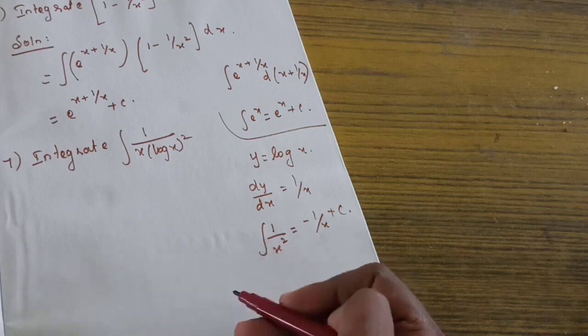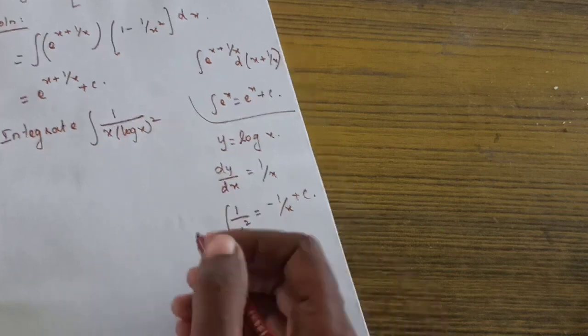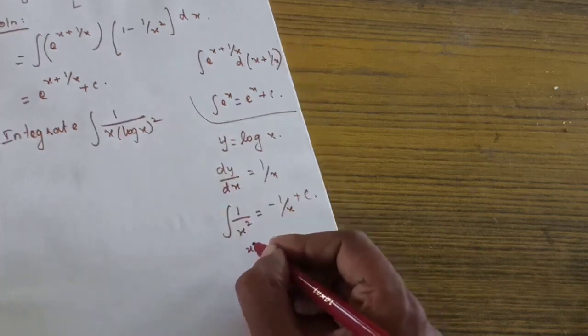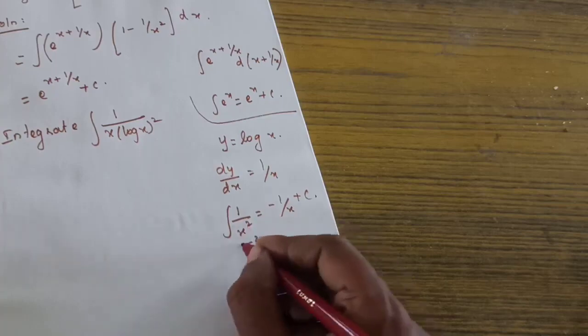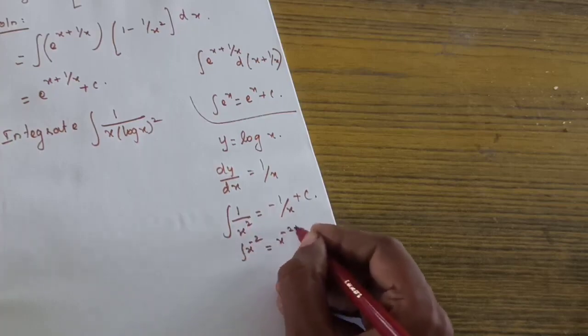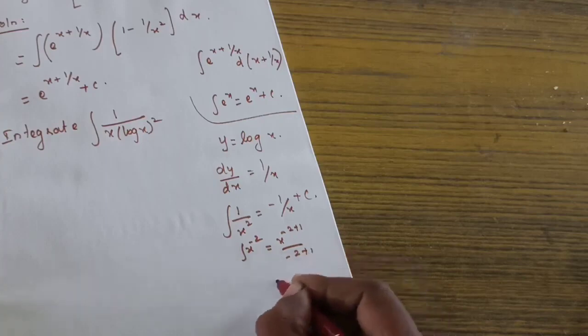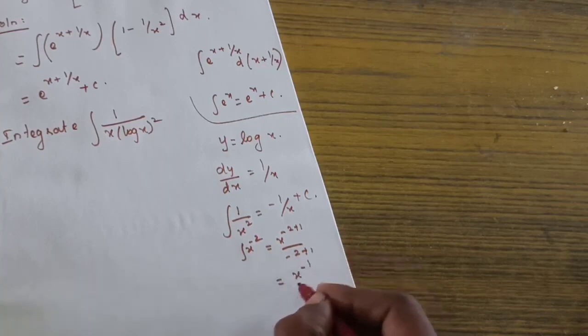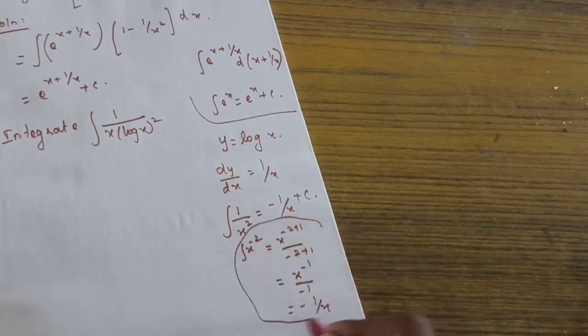x power minus 2 plus 1 divided by minus 2 plus 1. If you need step by step, you can do and see. That's equal to x power minus 1 divided by minus 1. When you are writing, you will write minus 1 by x. So this one is the integration, is it right? So you know, if you are integrating 1 by x square, what's the answer? Minus 1 by x plus c.